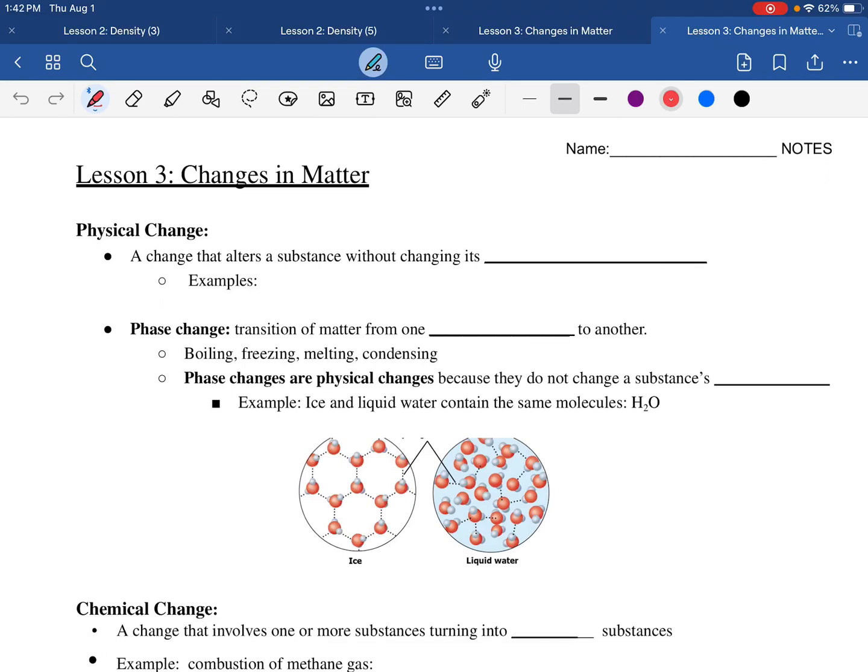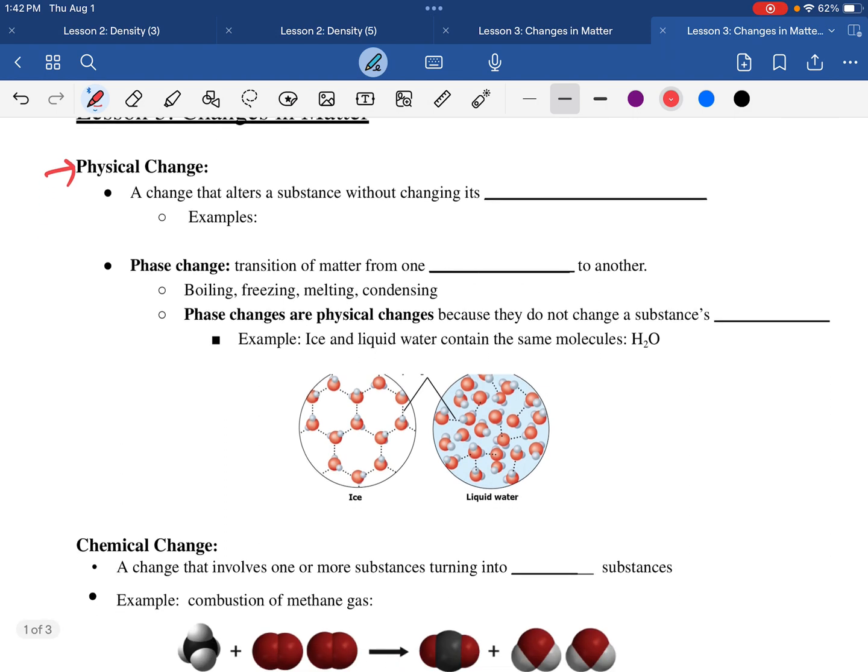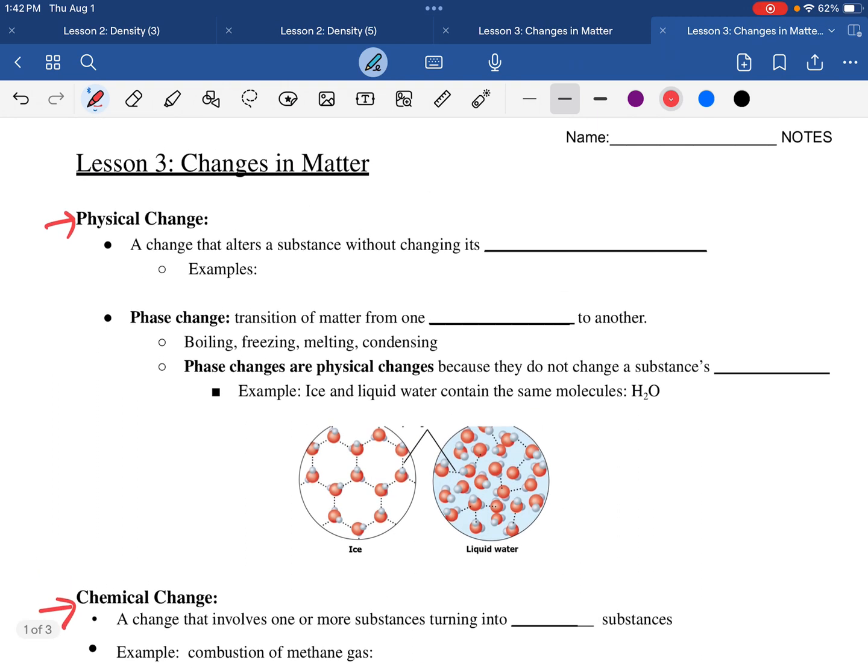Lesson 3, changes in matter. So we're going to talk about the two categories of how matter can change: physical change and chemical change. A physical change is a change that alters a substance without changing its composition, without changing what it is made of.